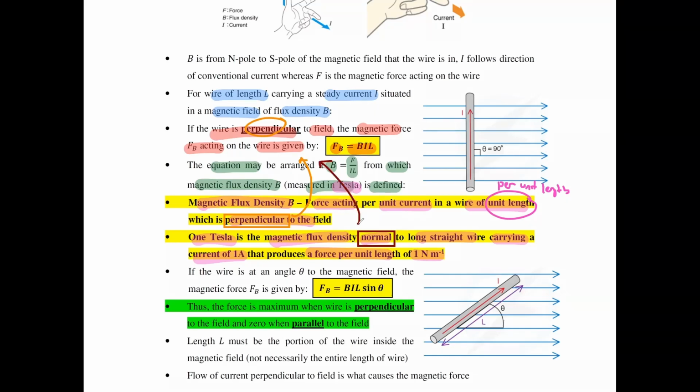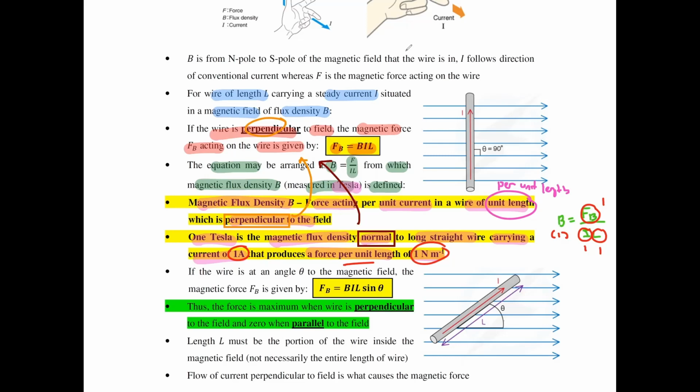Okay. So notice that when you're defining 1 Tesla here, every other related quantity must be in terms of 1. Since flux density equals magnetic force per unit current per unit length, in order to have 1 Tesla, your force must be 1, your current must be 1, your length must be 1. That's why here is a current of 1 ampere that produces a force per unit length of 1 Newton per meter.